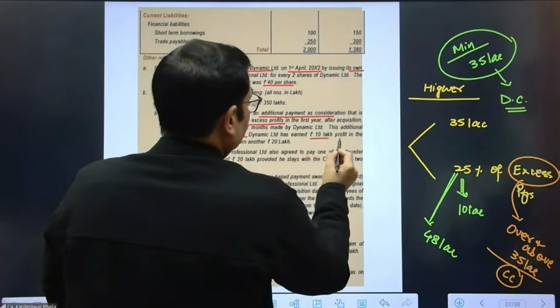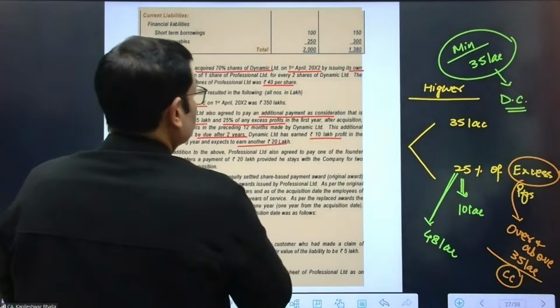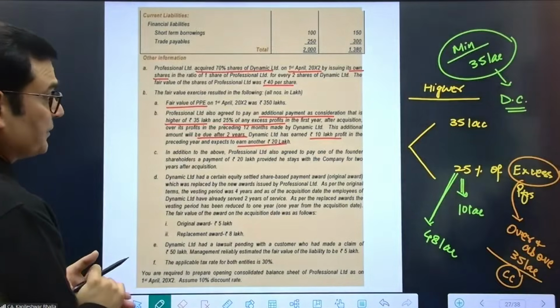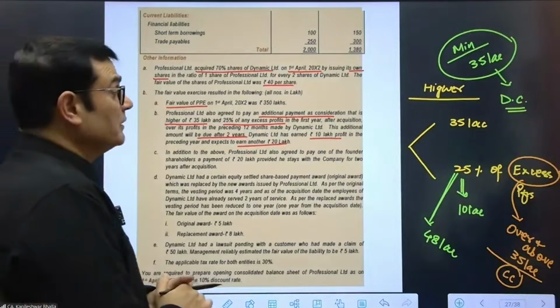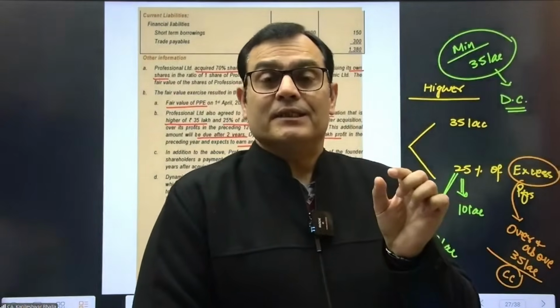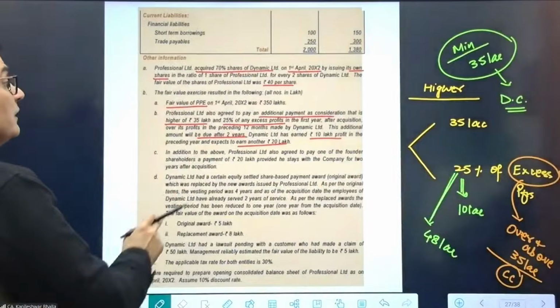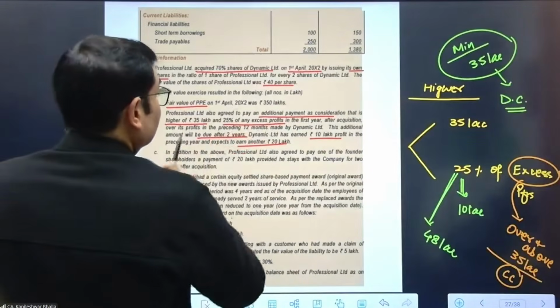Dynamic earned 10 lakh profits in the preceding year and is expected to earn another 20 lakhs. When it says it is expected to earn another 20 lakhs, that another 20 lakh means the excess. Because he earned 10 lakhs in the preceding year, now he's expecting to earn another 20, that makes it a total of 30 lakhs. So he says that we'll give 25% of any excess.